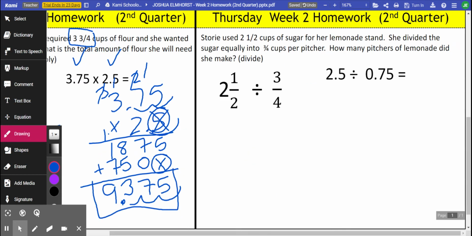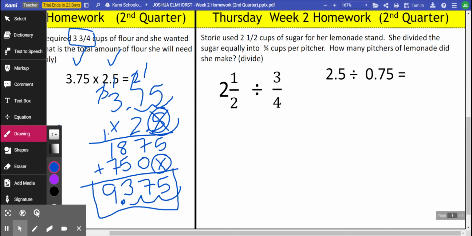Now, looking at Thursday's homework, we got 2.5 cups of sugar for lemonade, and she's going to divide the sugar into 3/4 cups per pitcher. So every pitcher, there's going to be 3/4 cups of sugar that's going to go in there. So how many pitchers of lemonade can she make? Well, we have her total. We need to separate equally. Separating equally means we're going to divide.